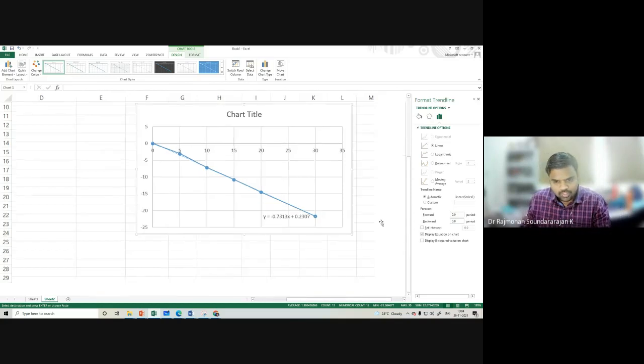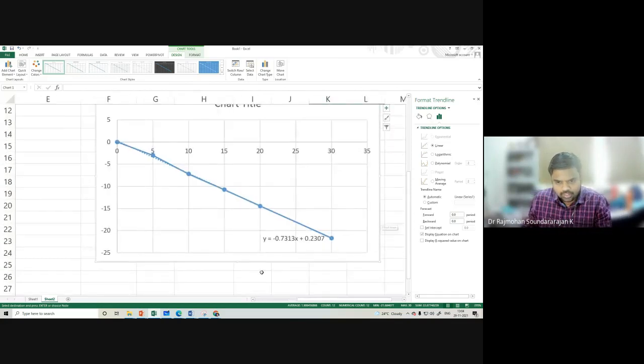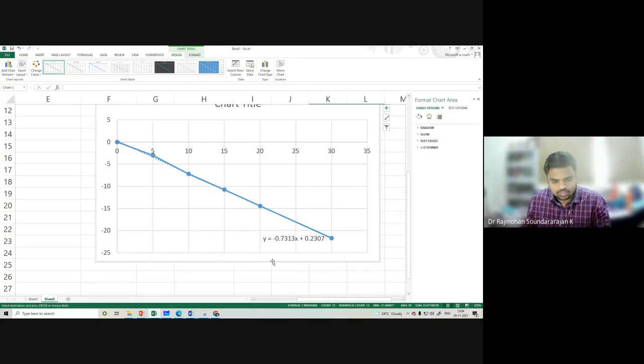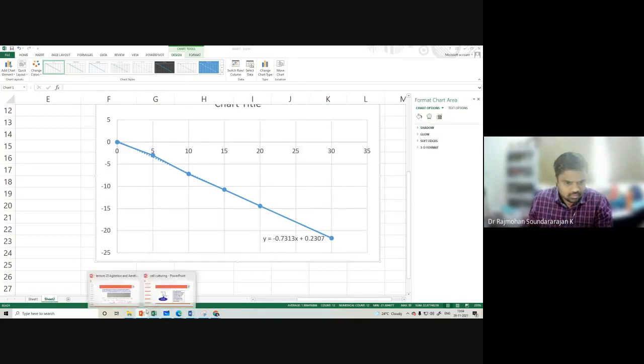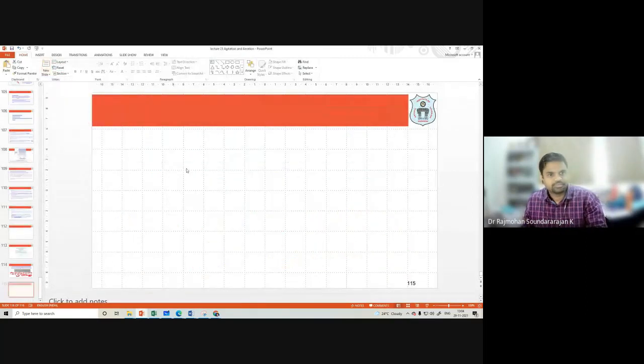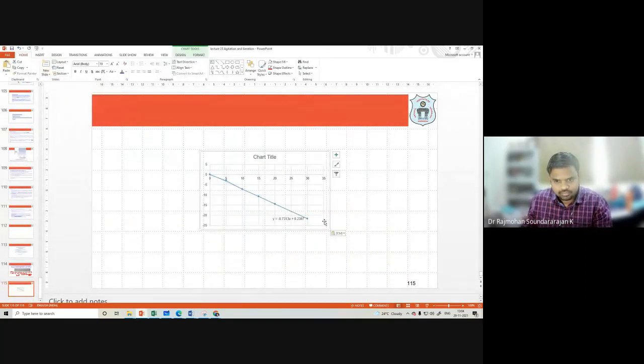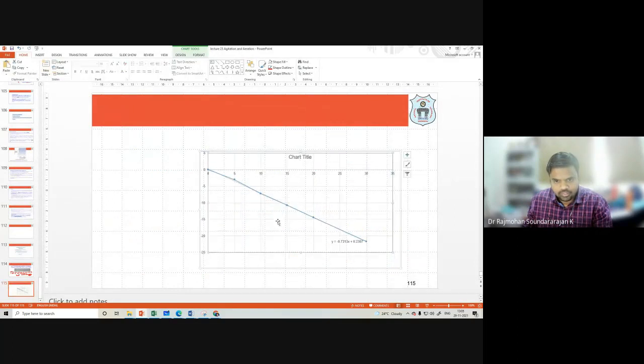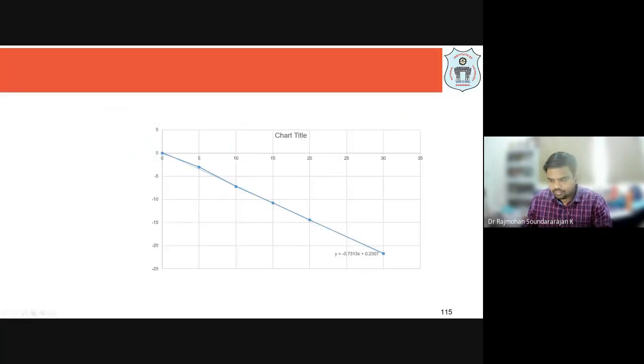What is the slope of the line we are getting? Okay, so that is our k value. This is what we are having. Okay, so what we are getting is this ln of Nt by N naught versus time in minutes.